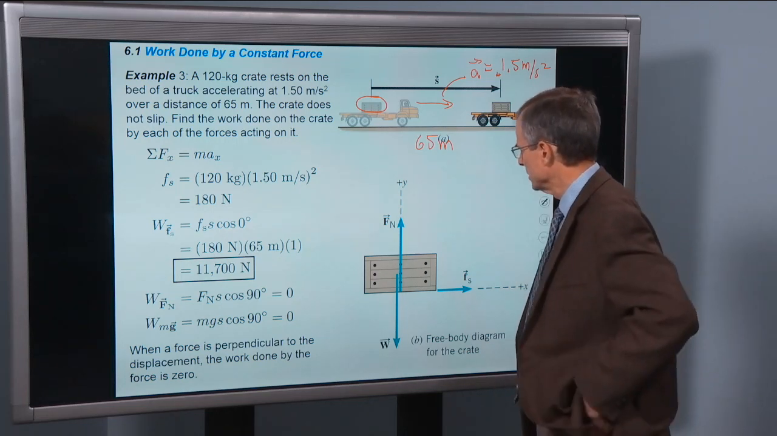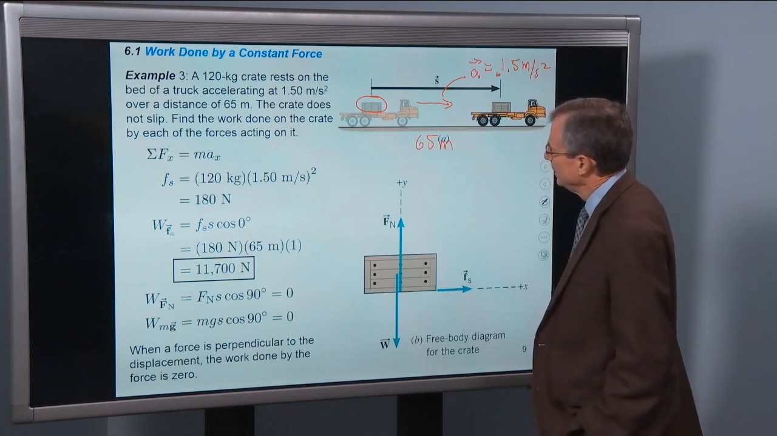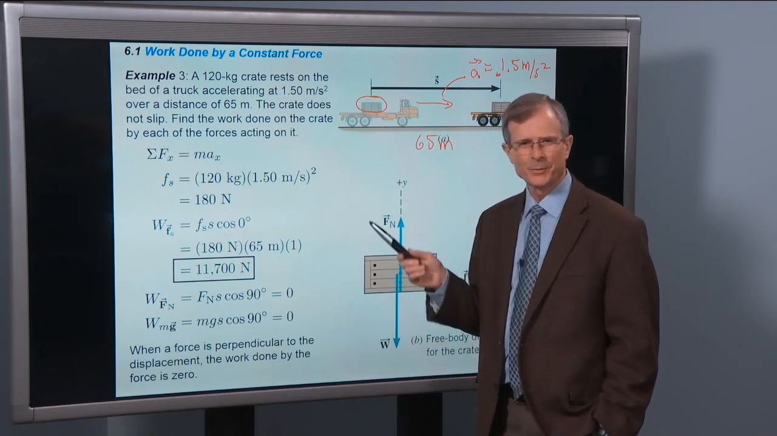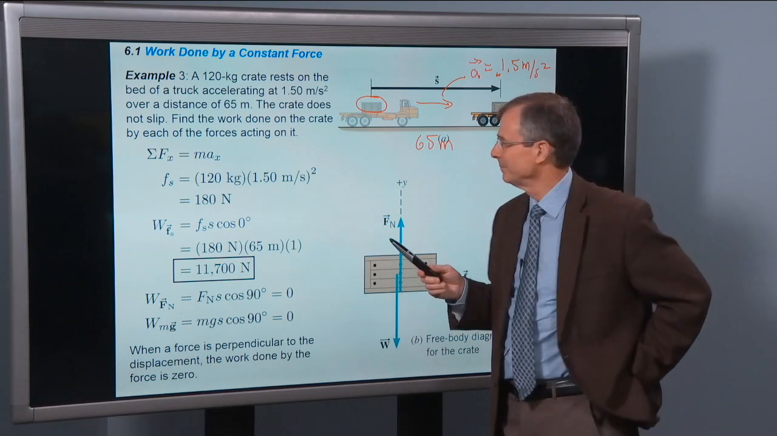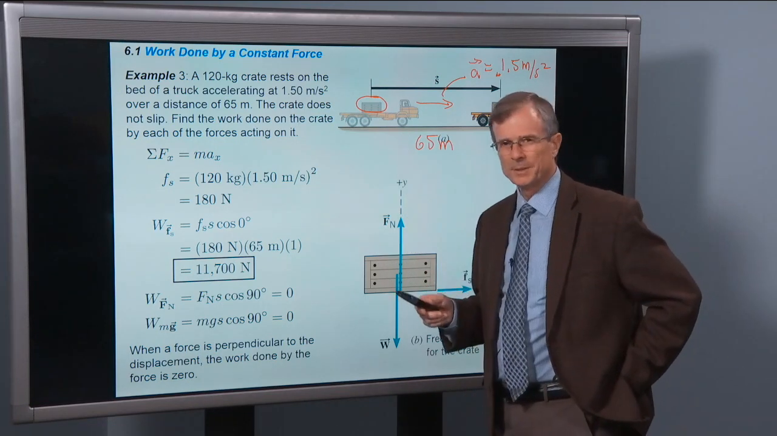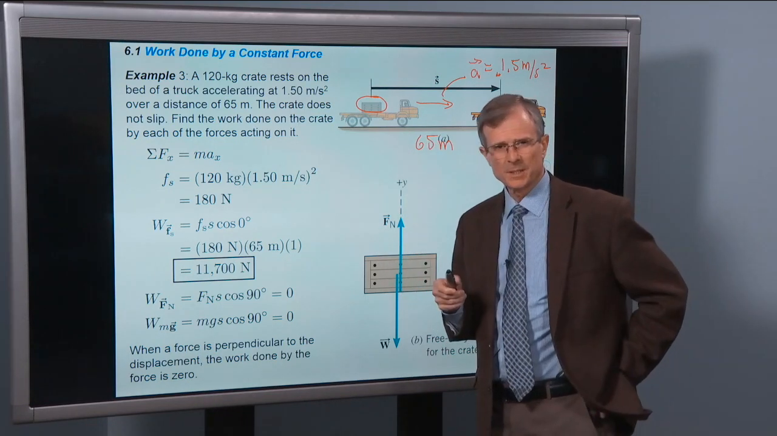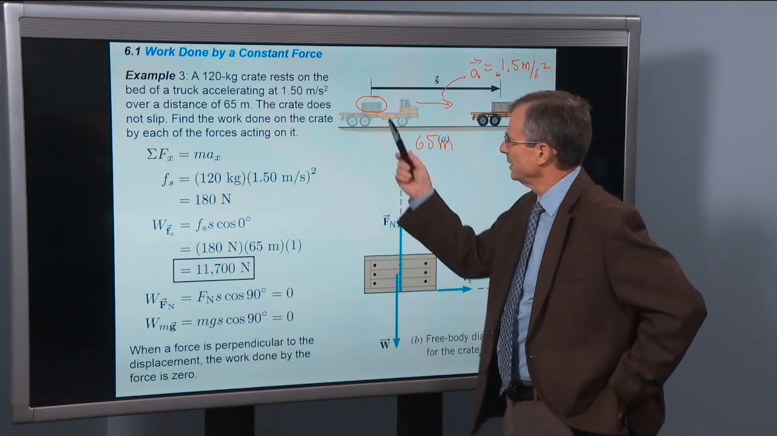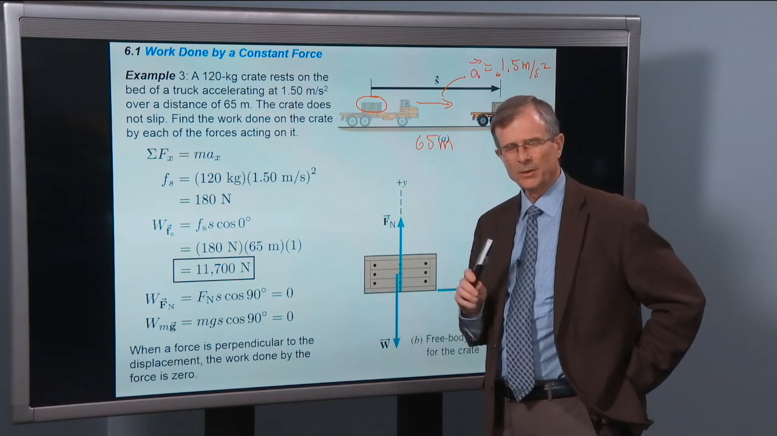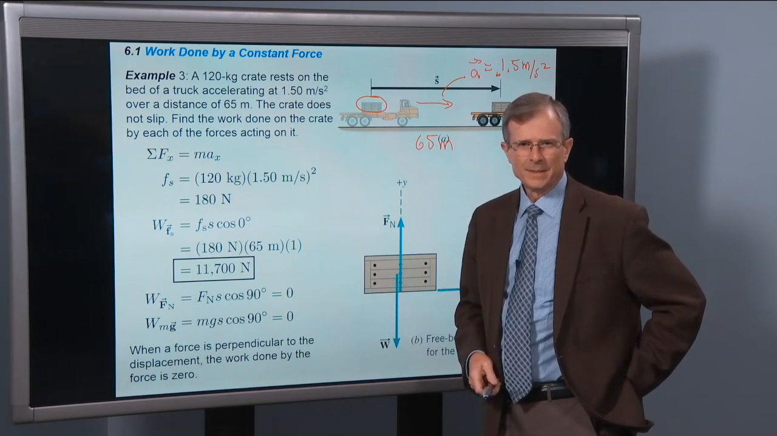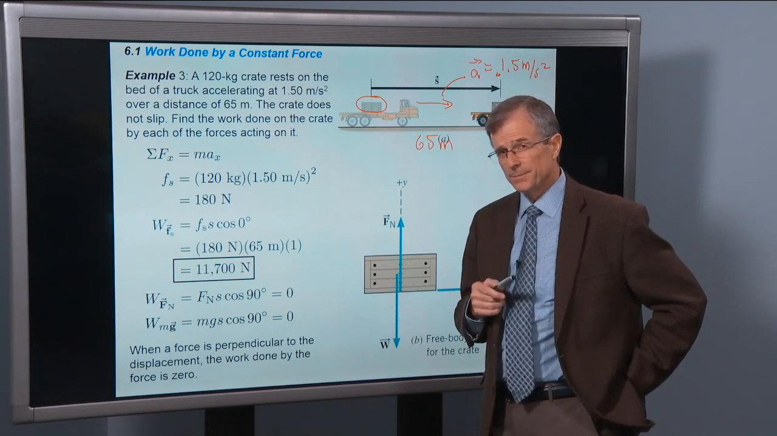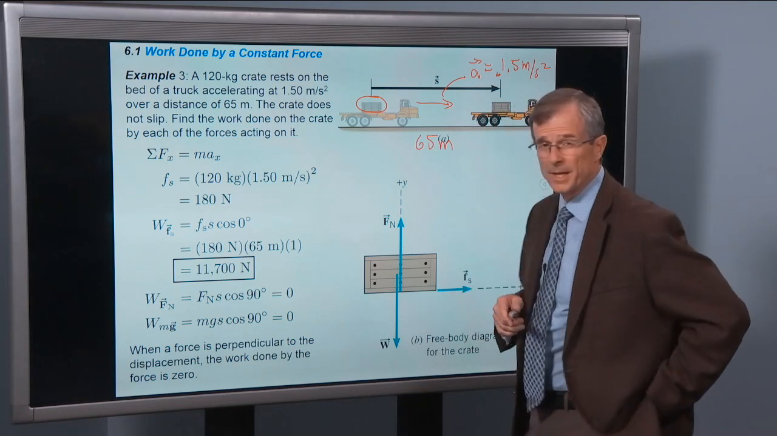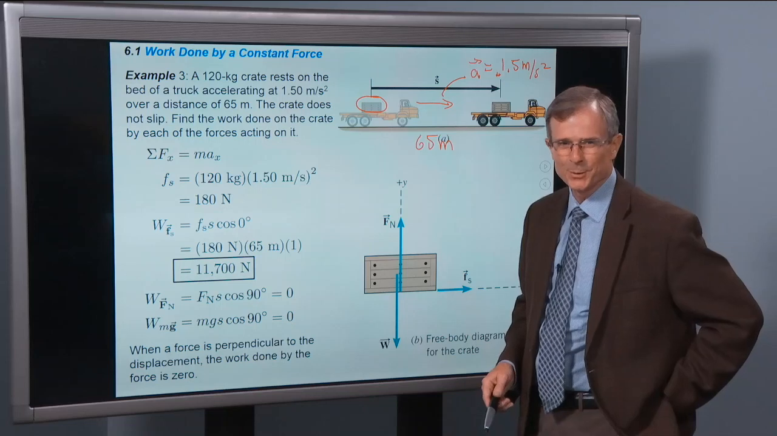Let's look at the forces on the crate. If this truck is stopped, this is another great example from chapter 4. This truck is stopped and the driver pushes on the accelerator. What force is it that causes the crate to accelerate along with the truck? And you say, well, isn't it static friction? And I say, yes, it is static friction.